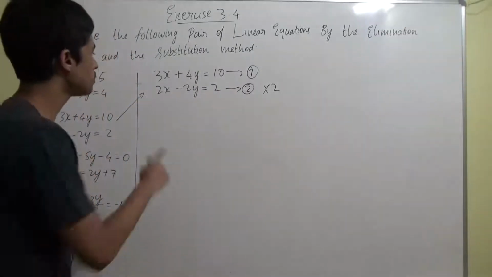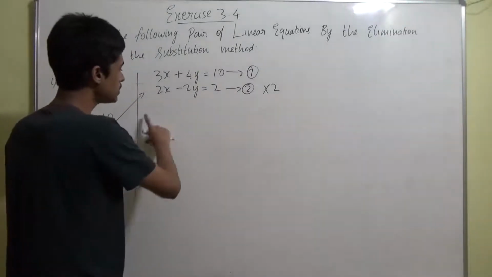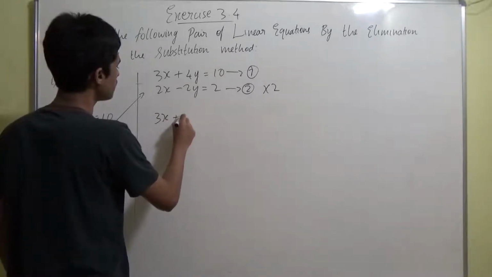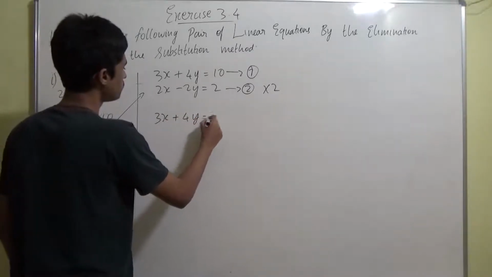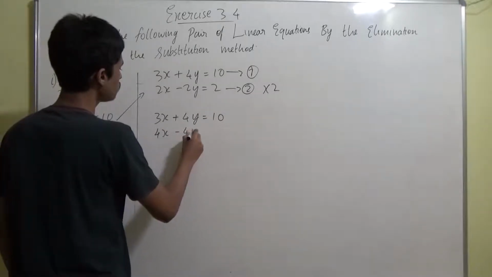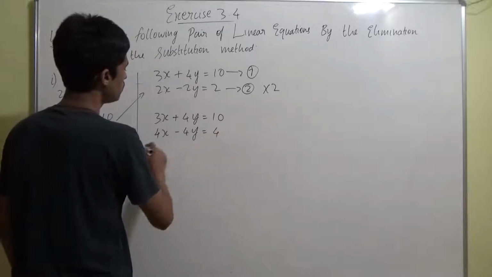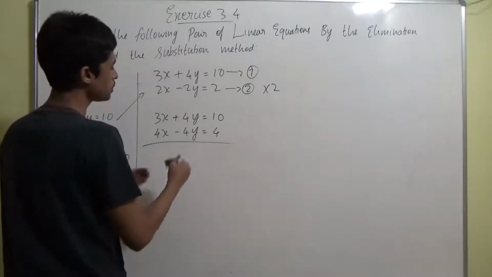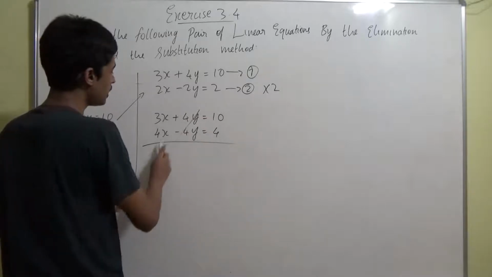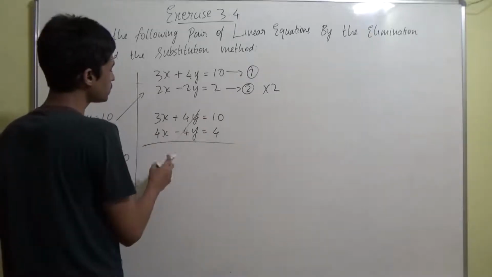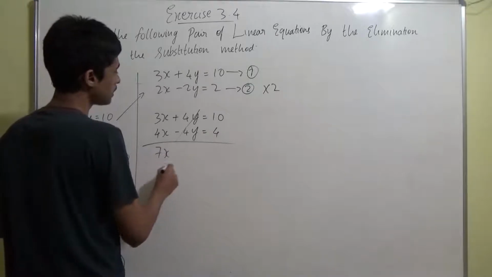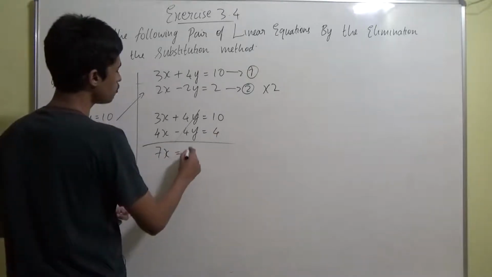That time what will happen? It will become 4y. Now I'll rewrite both the equations here, guys. Equation 1 is as it is. We are not multiplying it by any number. Equation 2 will become 4x minus 4y equal to 4. Now we are going to add these two equations, because when we add this up, plus 4y and minus 4y will get cancelled. And then what will happen? 4x plus 3x will give us 7x. And here if you add it up, it will become 14, right?